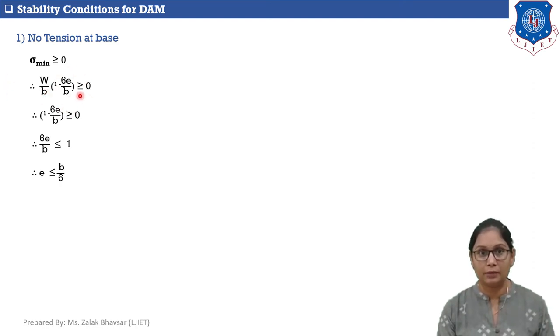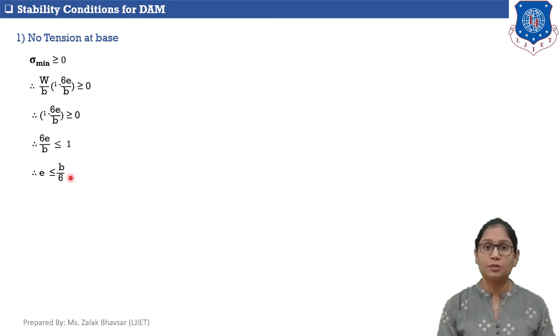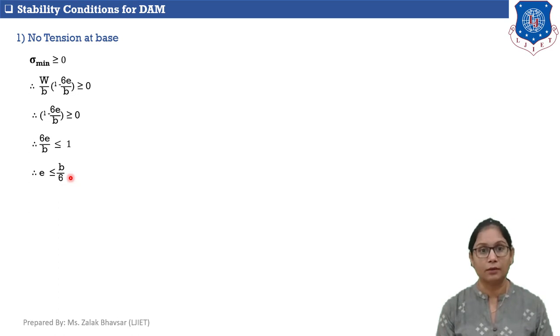It should be greater than or equal to 0. So we can say that 1 minus 6e by B should be greater than or equal to 0. In other words, 6e by B should be less than or equal to 1. So eccentricity e should be less than or equal to B by 6. In other words, eccentricity should be less than the bottom width of the dam divided by 6. This rule is also known as the middle third rule.